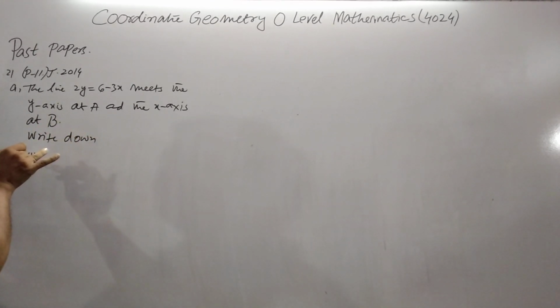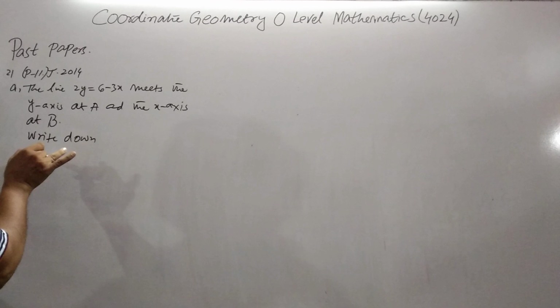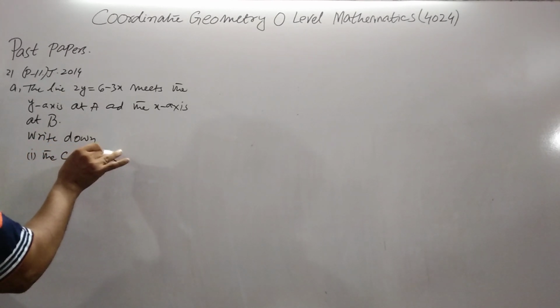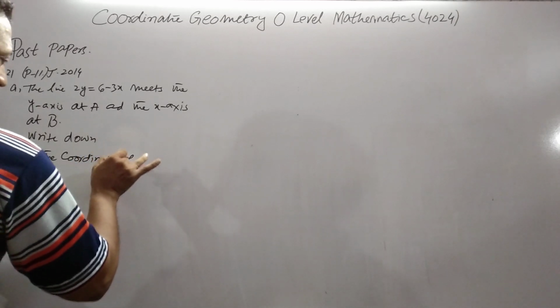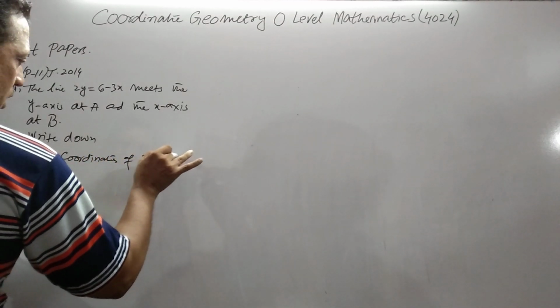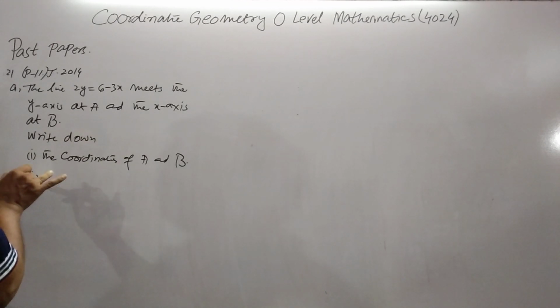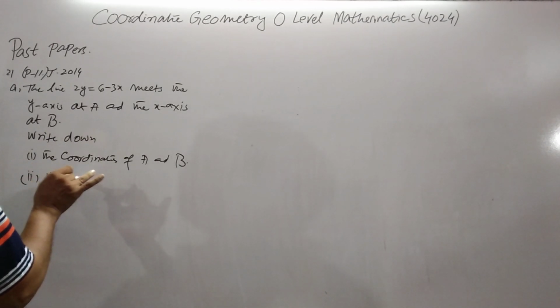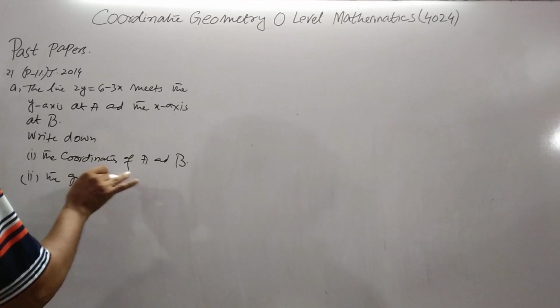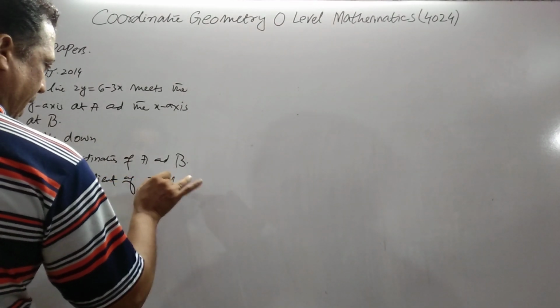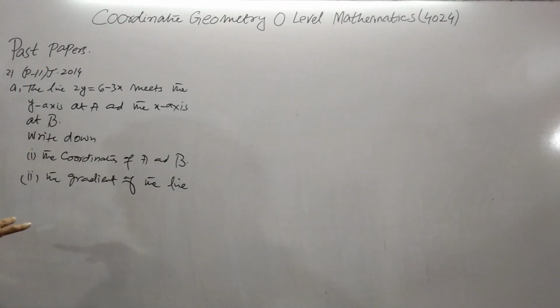part 1, the coordinates of A and B. Part B, the gradient of the line.